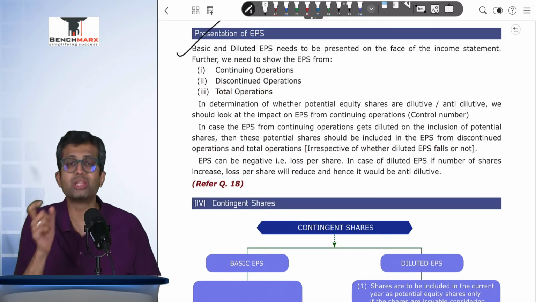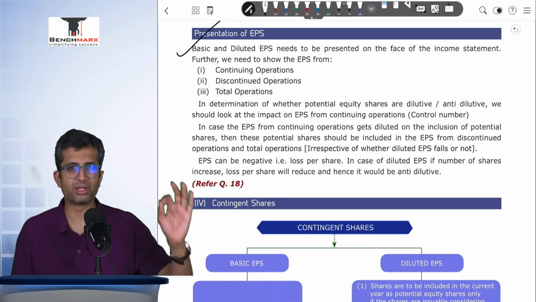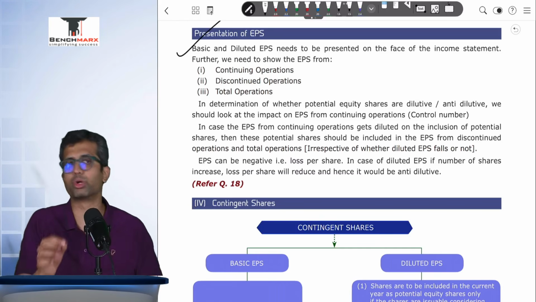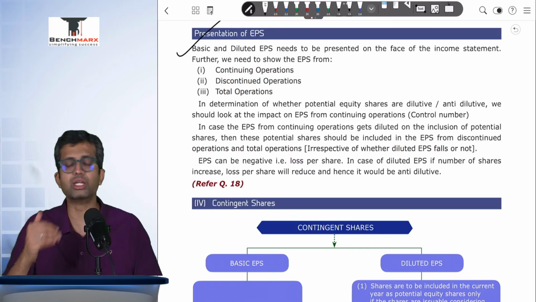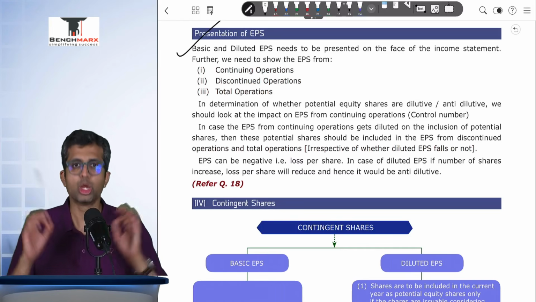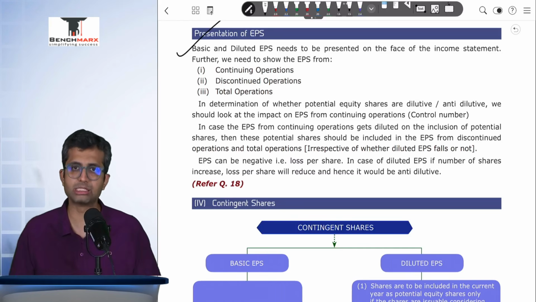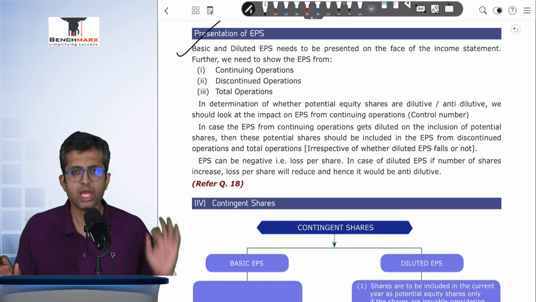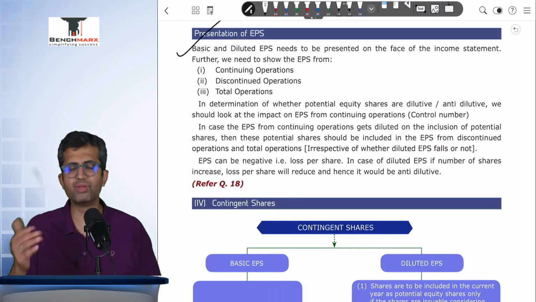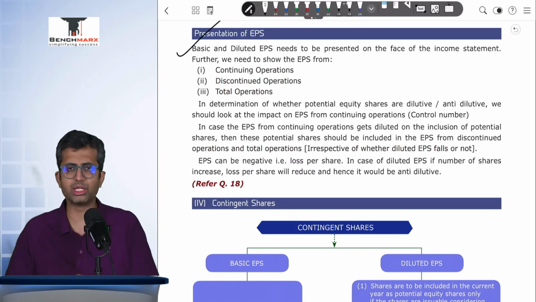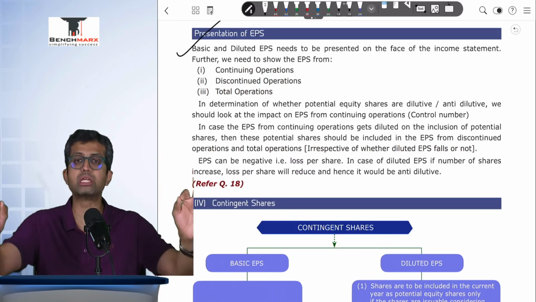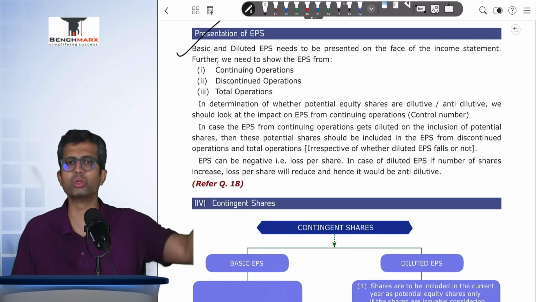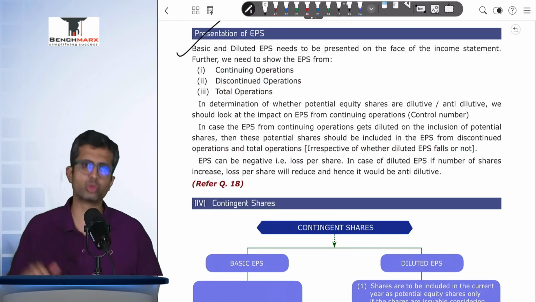How will I decide? Well, there is a concept of control number. Control number refers to the most important number, which is the EPS from continuing operations. If the inclusion of potential equity shares dilutes, that is reduces the EPS from continuing operations, we say that this is a dilutive security which is to be included everywhere, irrespective of whether it is increasing or decreasing. It has to decrease the EPS from continuing operations. It has to be dilutive for that. If yes, then you will include it for everything. If no, you will exclude it from everything.